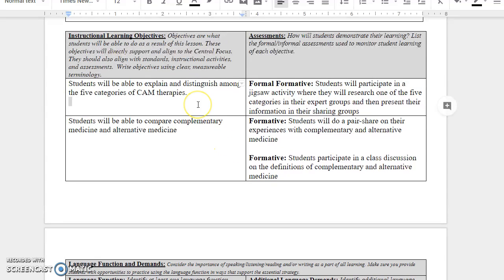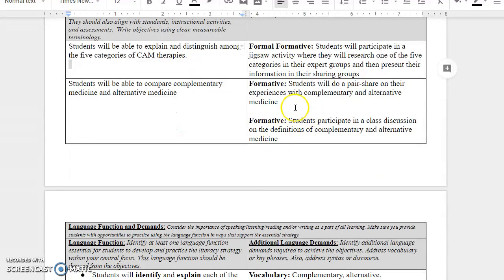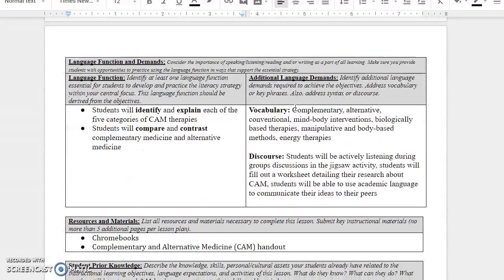So here we have the instructional learning objectives. Students will be able to explain and distinguish among the 5 categories of CAM, and this will be assessed by the jigsaw activity. They'll also be able to compare complementary and alternative medicines, and we use a formative assessment to measure this. They'll be doing a pair share on their experiences very early on in the lesson, and they'll also be able to participate in a class discussion. Both of these things are formative and informal.